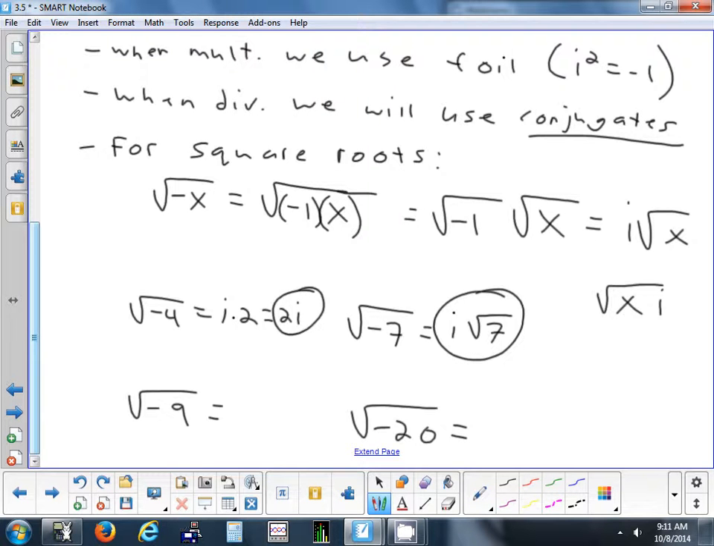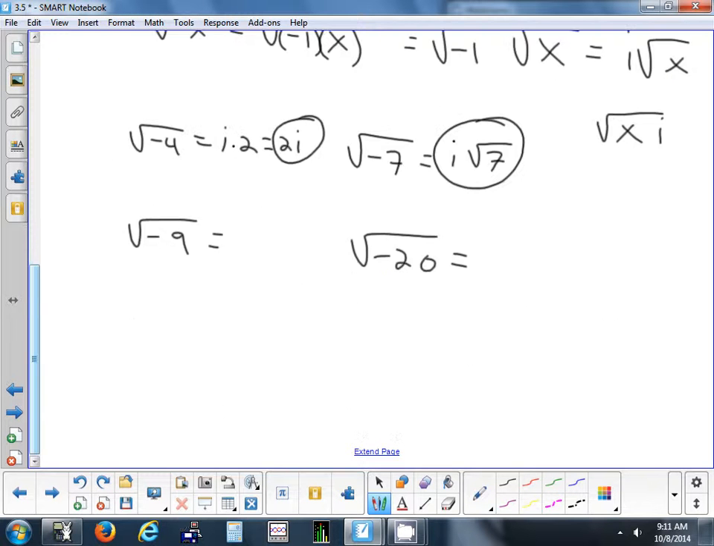3i. Yep. And if you get stuck, you can always go back to the process I explained, break it up. It's the square root of negative 1 times the square root of positive 9. Square root of negative 1 is i. Square root of 9 is 3. And then just write it how we conventionally do. i times 3 is 3i.